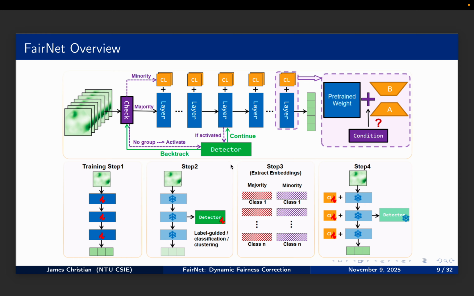Second is the conditional LoRA. It is activated only for detected biased instances. The low-rank adaptation is Wj plus the indicator function of p phi subscript i of x greater than tau, times BjAj. This preserves performance on unbiased instances.